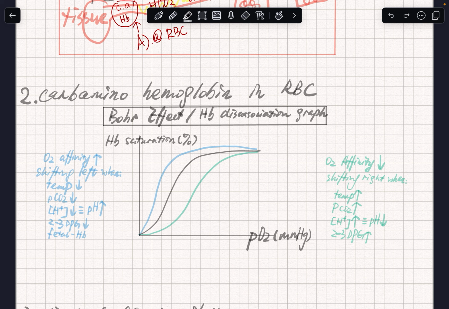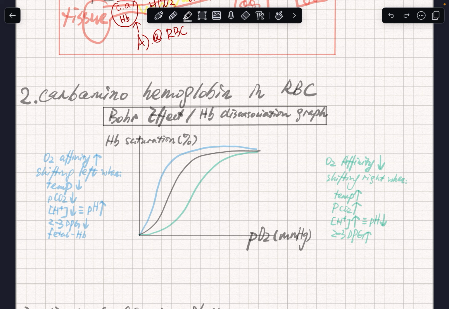Okay, so let's go back to our graph. Hemoglobin saturation means how many of your hemoglobin spots for binding oxygen are occupied, right? If it's fully occupied, then it's fully saturated. This black line in the middle is the normal situation. When I have a ton of O2 pressure, my saturation rate is pretty high, whereas when I have low oxygen concentration, I have pretty low saturation. That makes sense, right? You don't have that much oxygen to saturate the hemoglobin. So this is the graph.